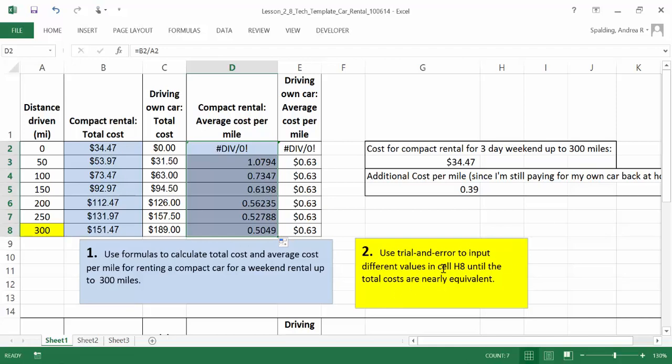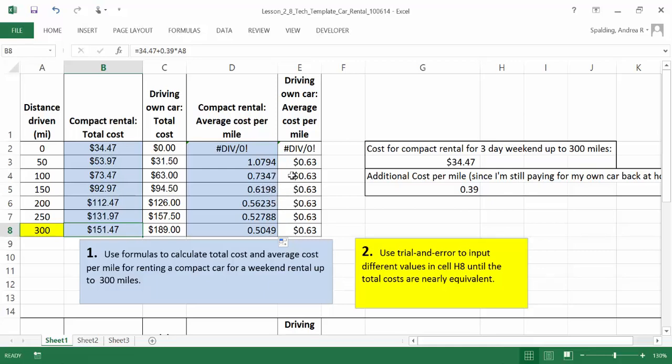The second part here asks us to use trial and error to input different values into cell H8. Notice that that's yellow just along with that box. So this cell right here, it's asking us to start to look for values where the total costs are nearly equivalent. So we want to look for when the rental cost would be the same as driving our own car. So we want to make that decision as what's the break-even point. So my suggestion is to look at the average cost per mile and start thinking about when does the average cost per mile start to look the same.